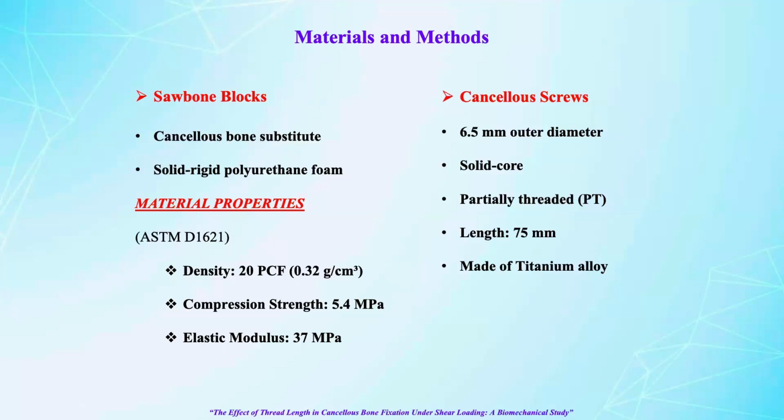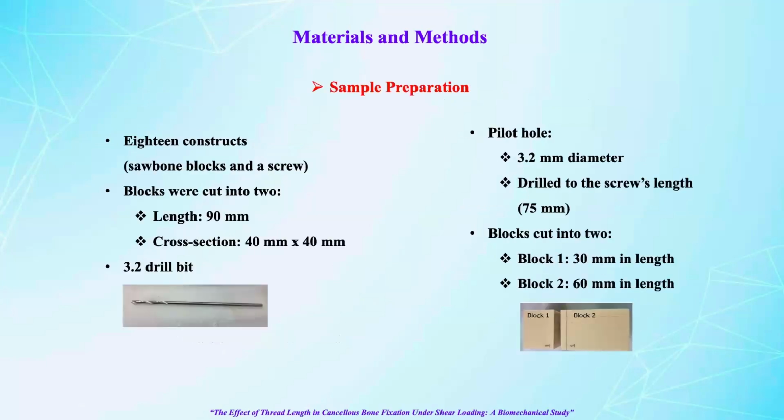Saw-bone blocks composed of solid rigid polyurethane foam were used as a substitute for cancellous bone. In addition, 6.5 solid core partially threaded cancellous bone screws with a length of 75 millimeters were used for the fixation process. All of the screws were made of titanium alloy.